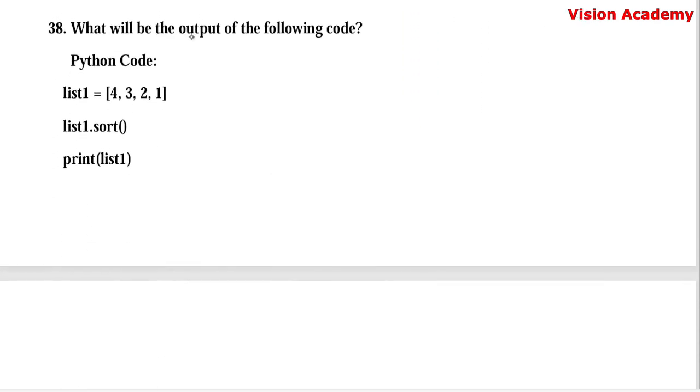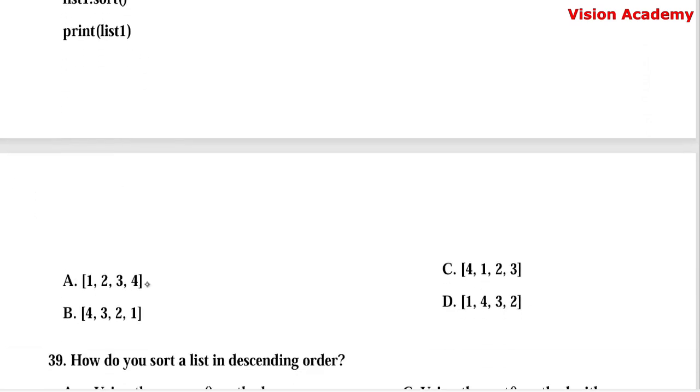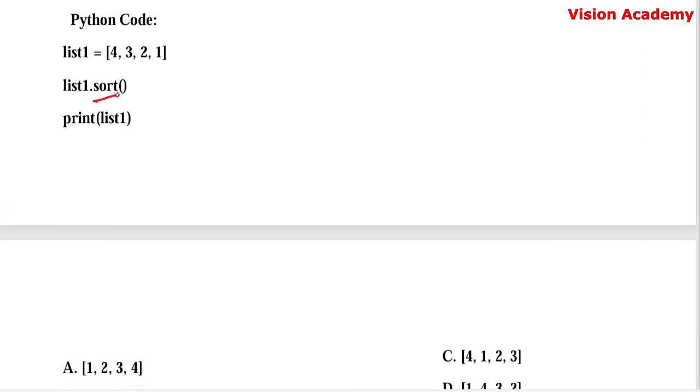Question number 38. What will be the output of the following code? Python code: list1 = [4, 3, 2, 1], list1.sort(), print(list1). Here the options are: option A 1, 2, 3, 4. B 4, 3, 2, 1. C 4, 1, 2, 3. D 1, 4, 3, 2. Here we have used the built-in method called sort, and the list is given in decreasing order. So it is going to make all these elements in increasing order, that is 1, 2, 3, 4. Hence option A, consisting of 1, 2, 3, 4, is the right answer.